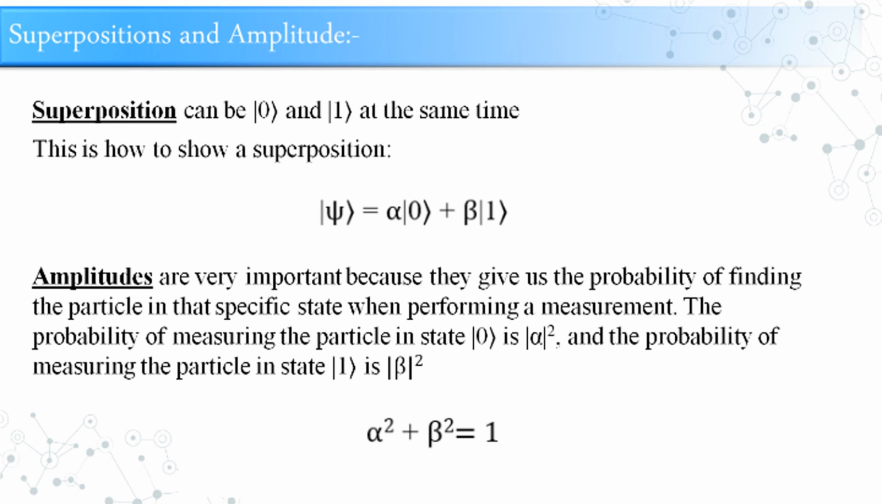Amplitudes, on the other hand, are very important because they give us the probability of finding the particle in that specific state when performing a measurement. The probability of measuring the particle in a given state can be shown as this equation.